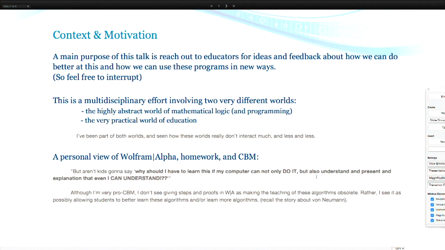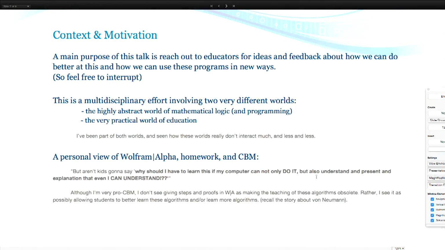So off the bat, I want to say a main purpose of this talk is to reach out to educators and students for ideas and feedback about how we can improve our step-by-step coverage and how we can use these programs in some different ways. So feel free to raise questions in my talk.